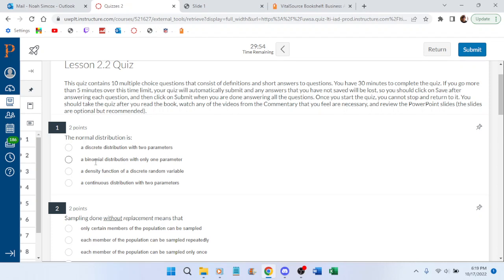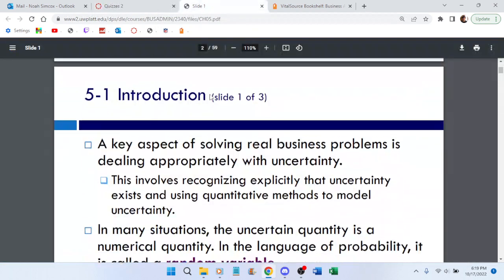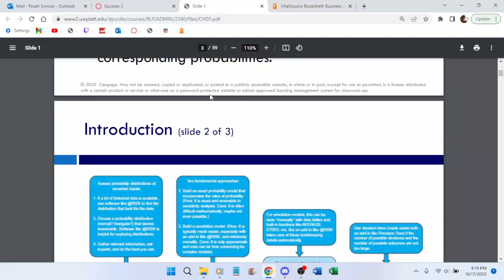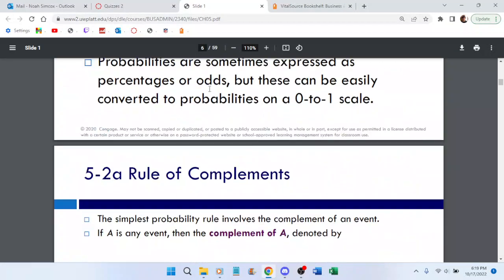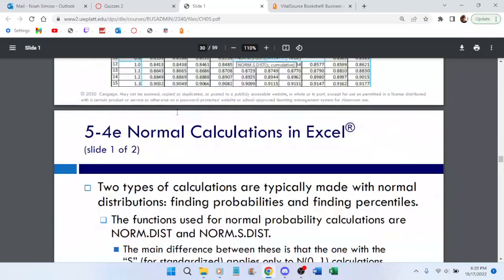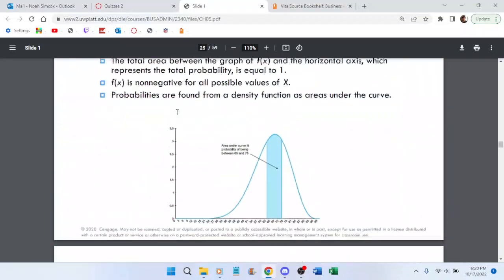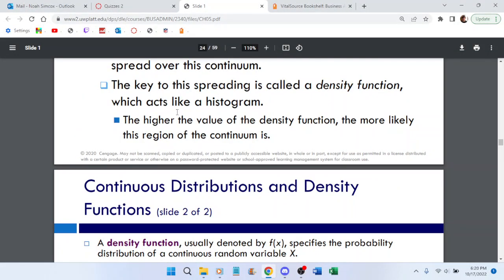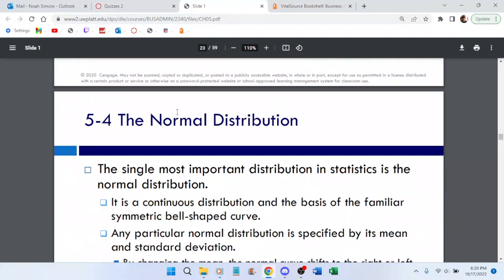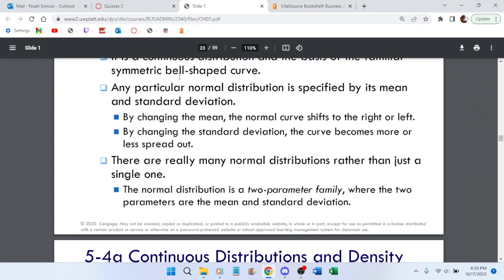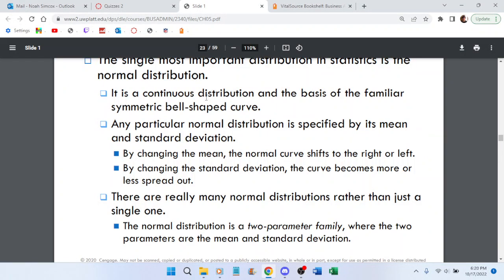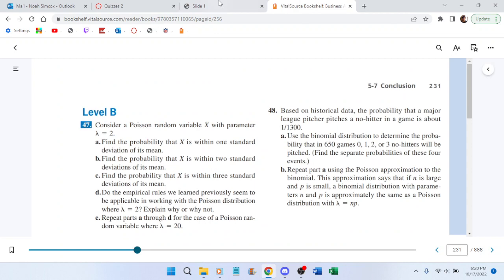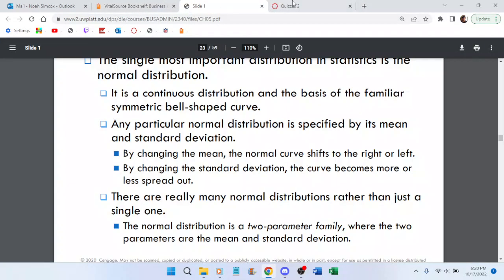Normal distribution. It's a continuous distribution with two parameters, I believe. Oh, I have to go all the way down to 5-4. Where is it? 5-4. I'm just making sure. I don't want to get it wrong. It says it's in continuous, and there's two parameters. See? So, should be right.